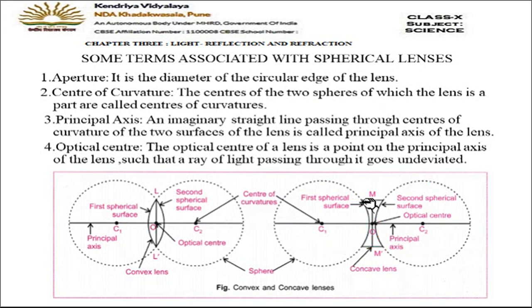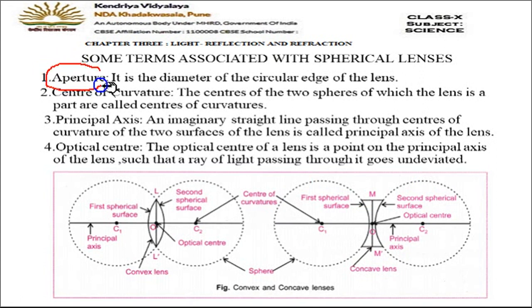It is the shape of a concave lens. This shape formed in the middle is the concave lens, meaning this is the first spherical surface, which is a part of the first sphere, and this side is the second spherical surface, which is part of the second sphere. Here also the center of the lens is called the optical center, and it is denoted by the capital letter O.